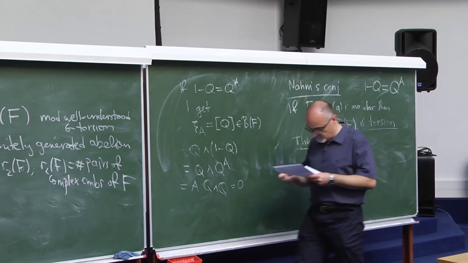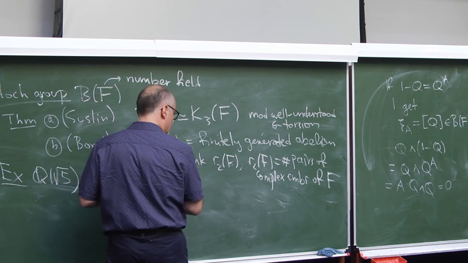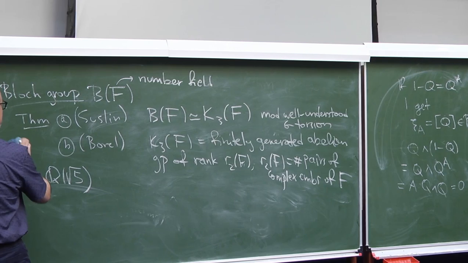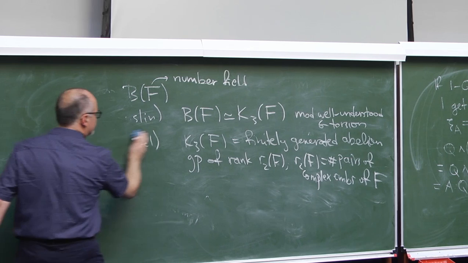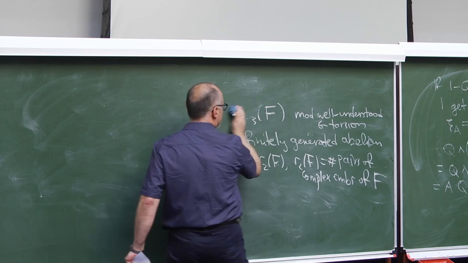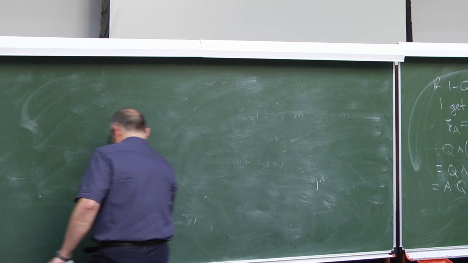Okay, so actually, Nahm's conjecture was conjectured not only in the case of rank 1, which is not that interesting and in fact known already, but in arbitrary rank. Now, what do I mean by arbitrary rank? So, here's what I mean by arbitrary rank.